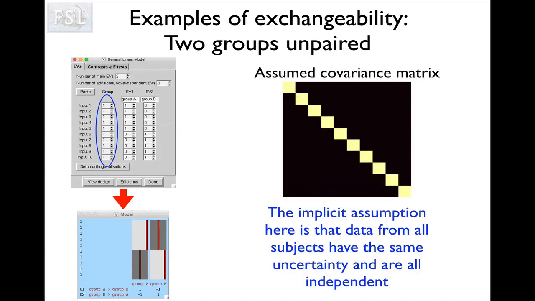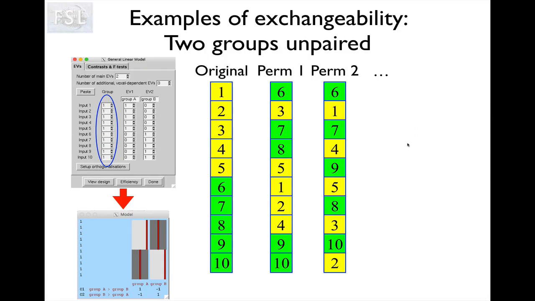Right, and the implicit assumption here that allows us to do this exchanging is that data from all subjects have the same uncertainty and they're all independent. Now, if the experiments are done in the same way, it's reasonable to assume that the uncertainty is the same for all of them, and there's absolutely no reason to believe that subject 1 would be in any way covariant with subject 2, because they are completely unrelated subjects. So it's a reasonable assumption. Right, so two groups unpaired.